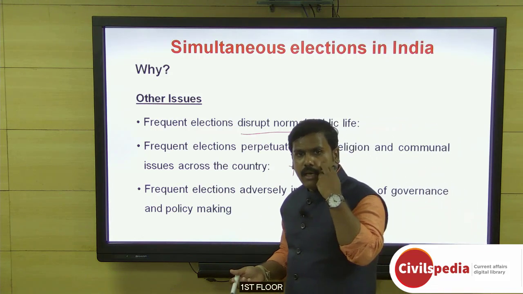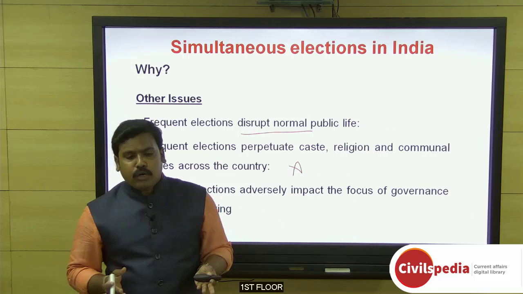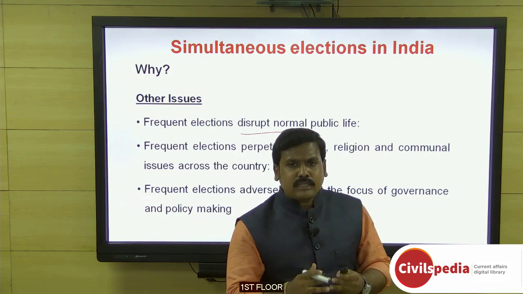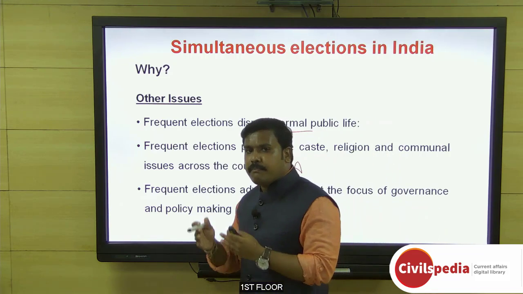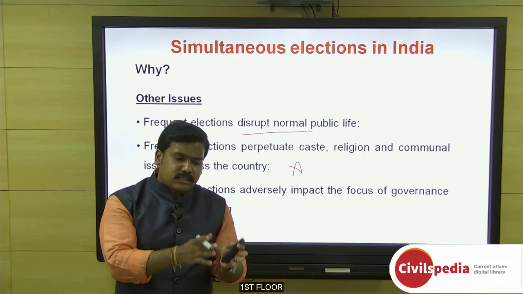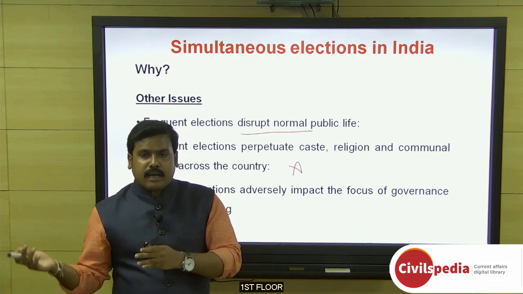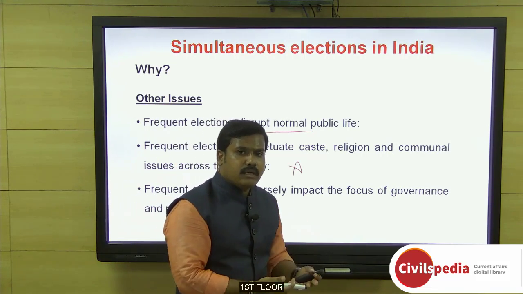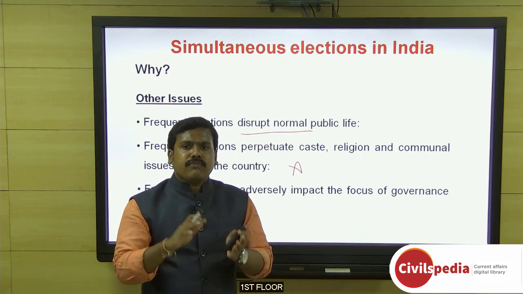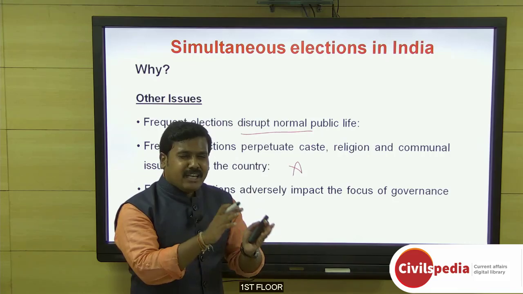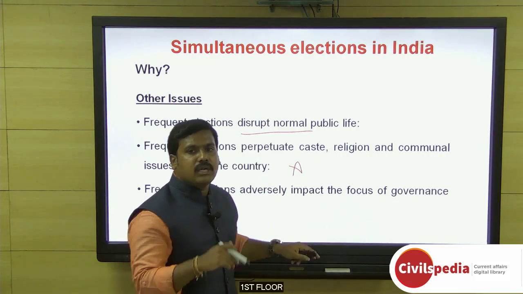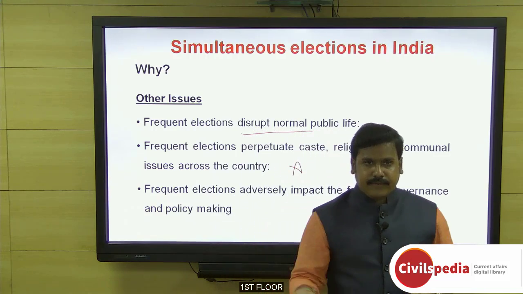And thirdly, it affects the focus of governance and policy making. There is a permanent campaign syndrome. Once an election is announced, for instance, the people from the central government go and focus on a particular state or a particular constituency, leaving everything else. Even recently there was an accusation on the government that during the Gujarat elections, most of the ministers went and campaigned in Gujarat. So that sort of adverse effect on governance and policy making is there, right?